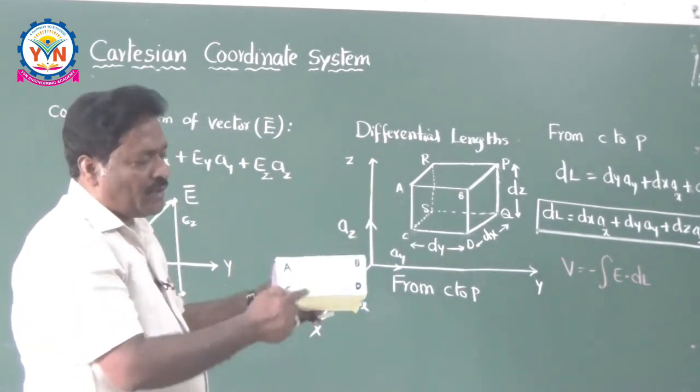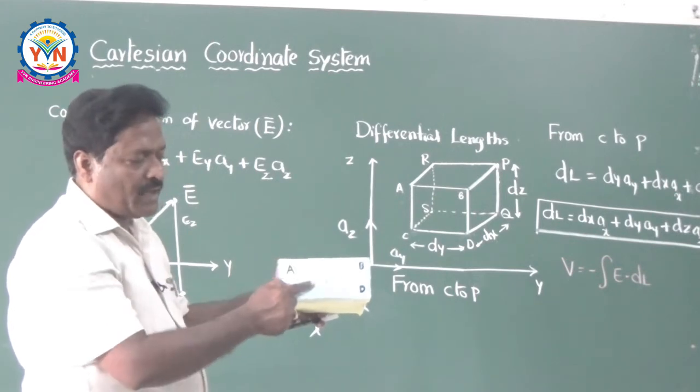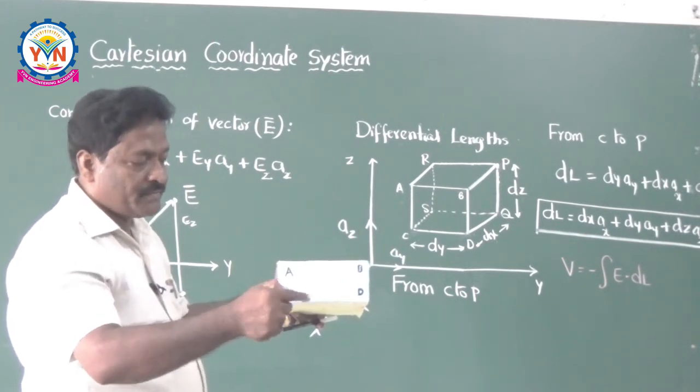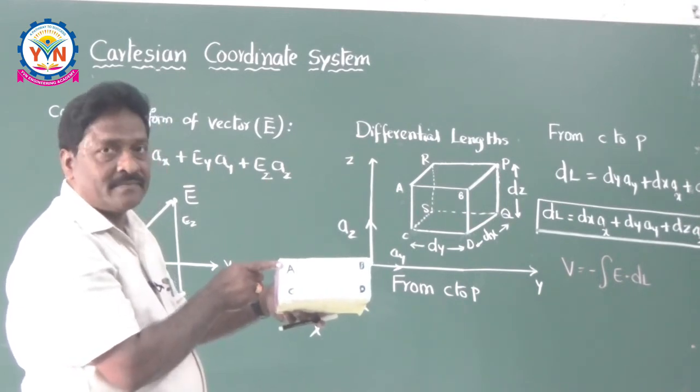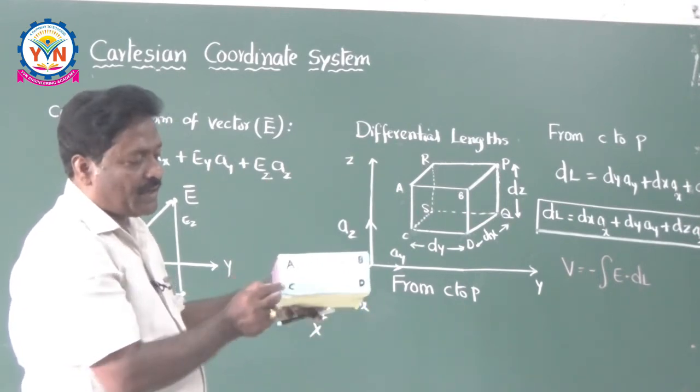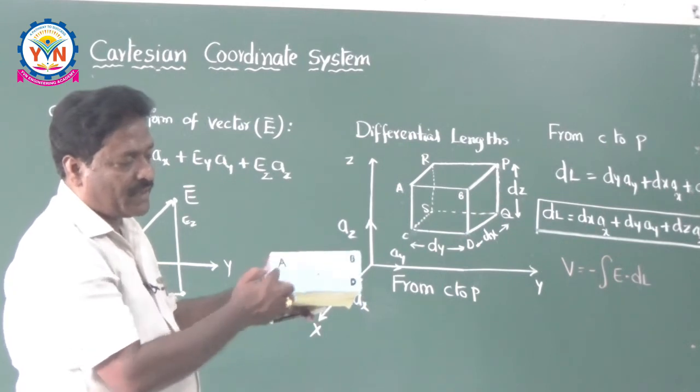Now listen carefully, this is in AX direction, okay, X direction. What is this one? DX. What is this one? DZ. So this is DX and this is DZ. What is the surface area of this?